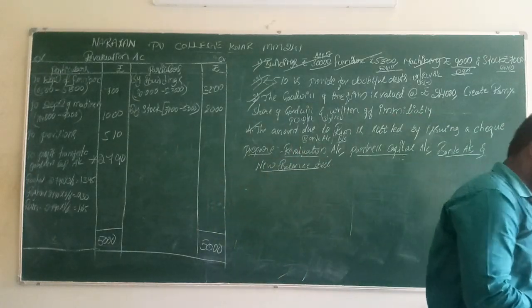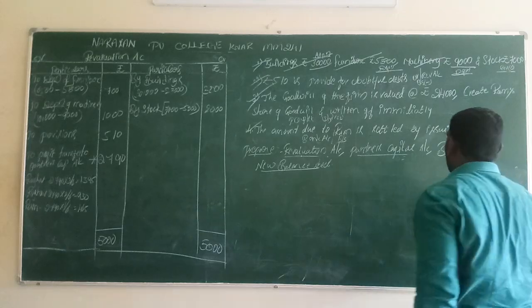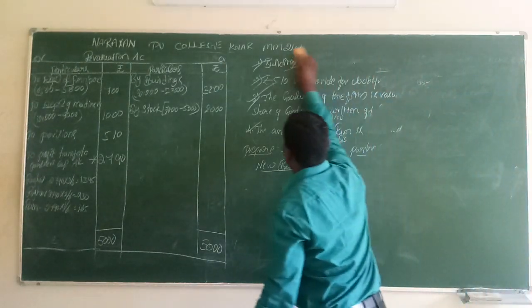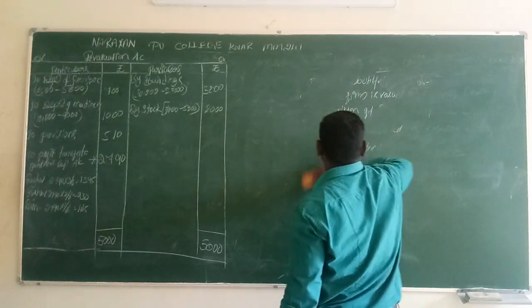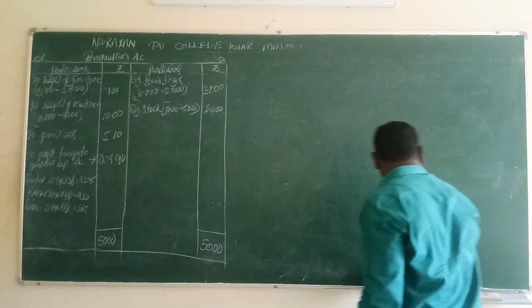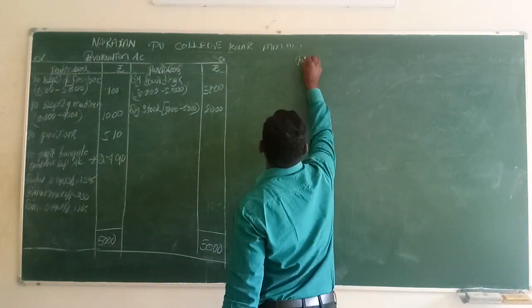In this manner we have to prepare the revaluation account. Next we have to move to the preparation of the partner's capital account. The first amount belongs to income and expenses. Income and expenses always come to the revaluation account. We have completed it. So let's move to the second account, that is the partner's capital account.